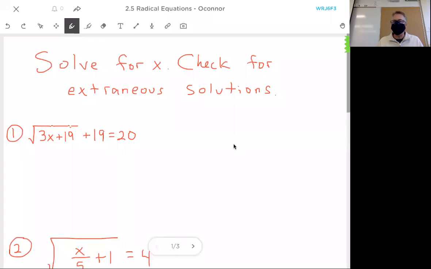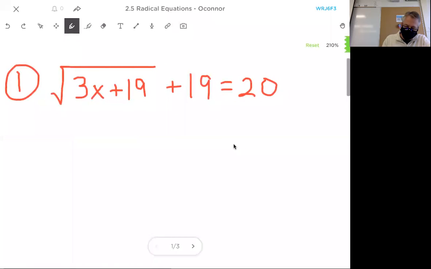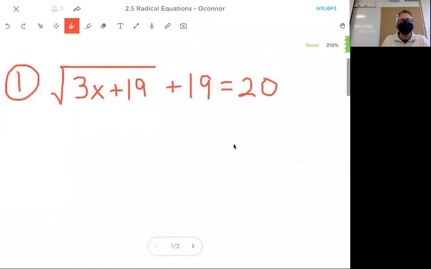So to go over the class kick together here, we have a radical equation. We want to get the radical part by itself. So the first thing we should do is move that 19 over to the other side. Some of you guys did not do that. You just tried to square both sides first. Remember, you've got to get the radical by itself first. So I'll subtract the 19 over.